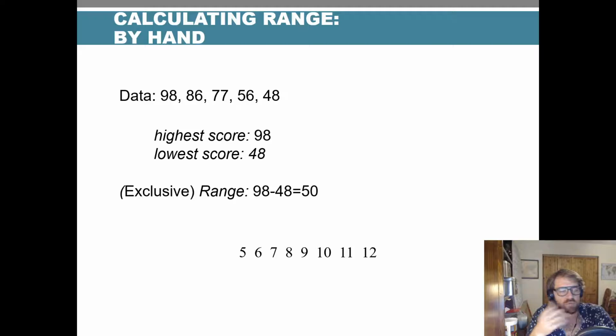Okay, so let's calculate this. Basically what you do, you take the highest score, take the lowest score. You're going to subtract the lowest score from the highest score. In this case, we have 48 and 98. So 50. 50 is our range. Again, this is an exclusive range, but that's the most common one.